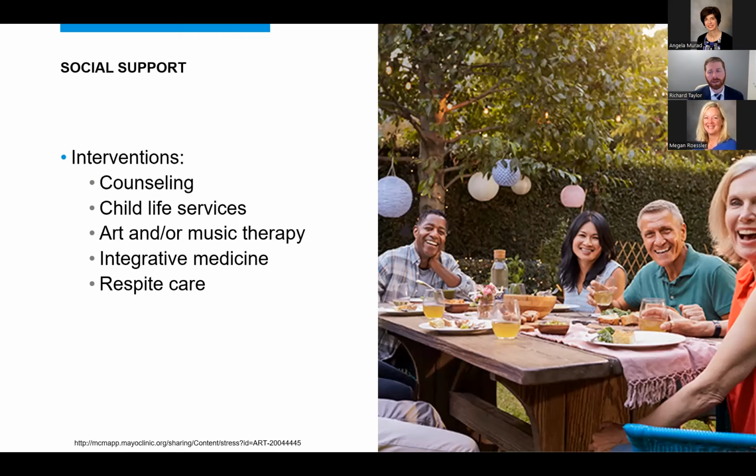And then when we think about caregivers and caregiver burnout or caregiver fatigue, we need to make sure we touch on respite care, giving them a break too, right? All important.